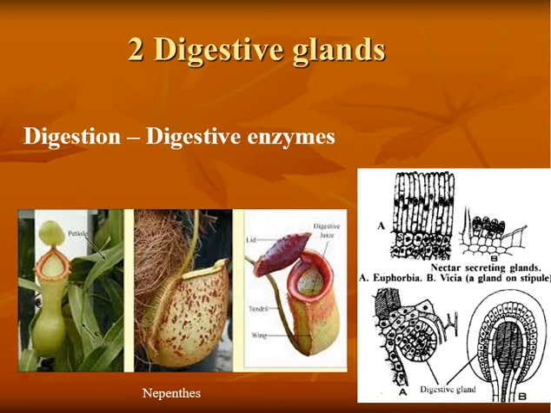Plants do this for surpassing nitrogen deficiency. Plants do this for capturing nitrogen. Not only the Nepenthes plant, but Drosera also has this kind of property. The enzymes produced by this pitcher plant are esterase, acid phosphatase, ribonuclease, protease, etc.